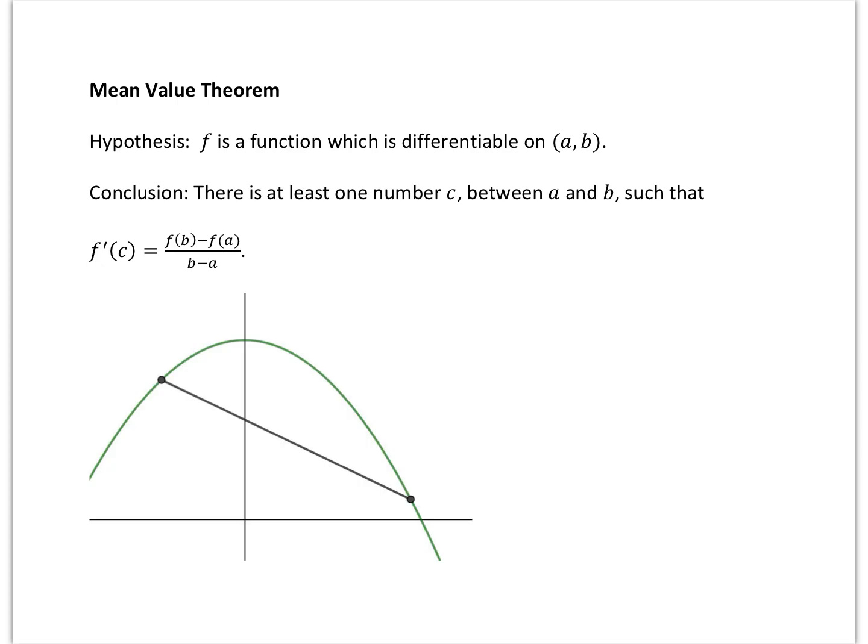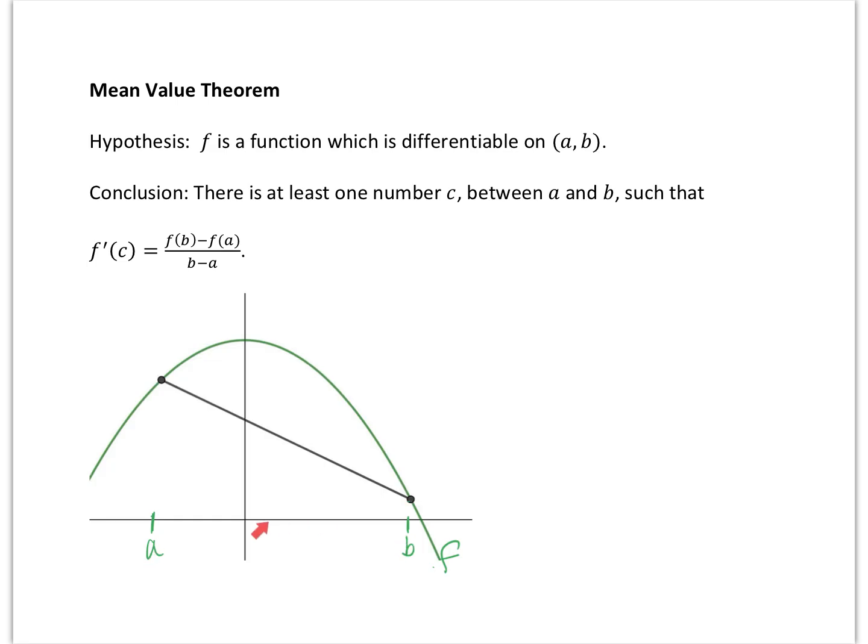So let's add some letters to this picture to see if we can understand what it's saying. So we have some function f on the interval a to b. So this green curve, we're going to call this f. And we're saying it's differentiable on the interval a to b, and this is going to be my a, and this is going to be my b. So this is my interval from a to b. The function is differentiable, which just means it's smooth and continuous between a and b.